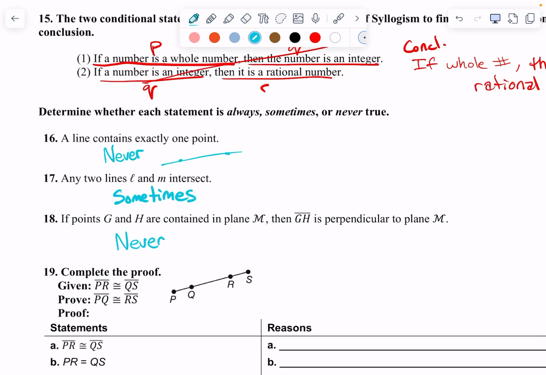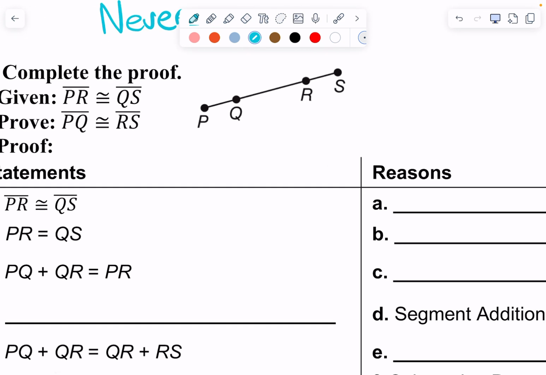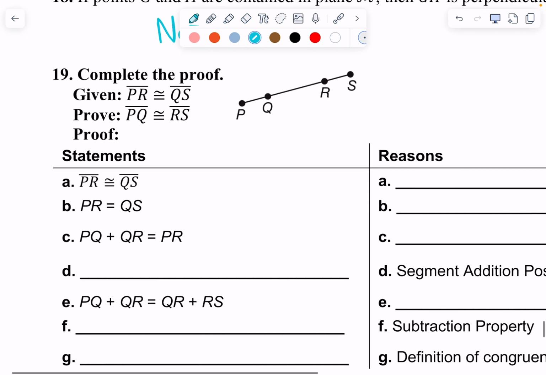Colton, your phone should be back. Go put it away, please. Proofs.